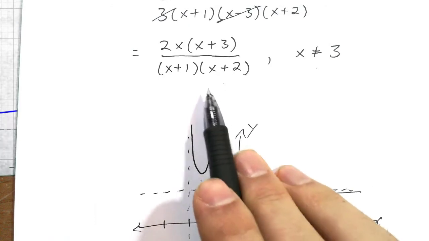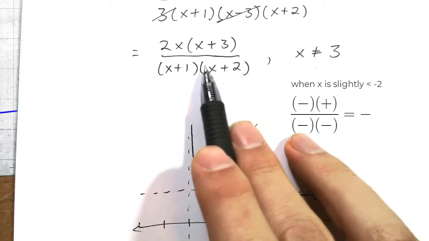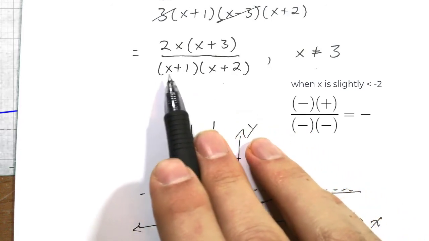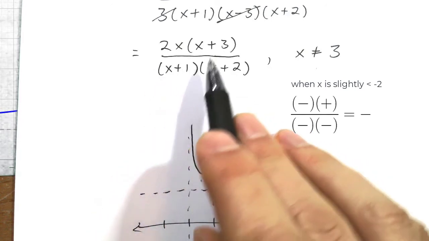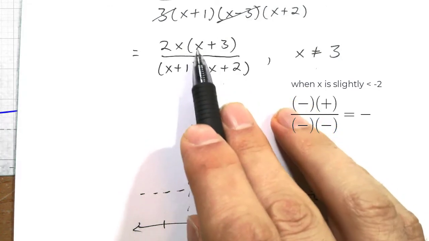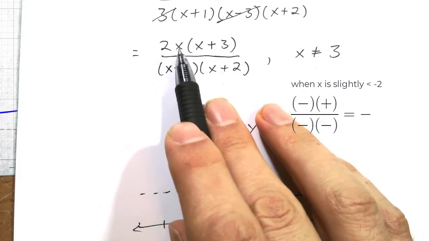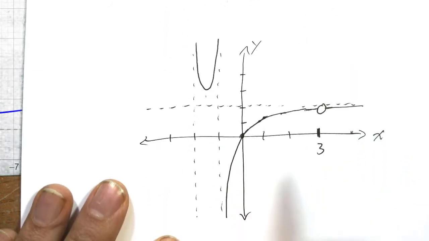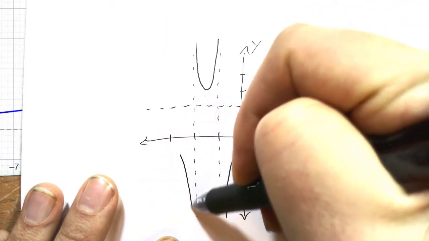Now what happens when x is less than -2? Well, if x is less than -2, this term is negative. This term is negative. If it's close to -2, this term's positive, and this term's negative. So we have a negative divided by a positive. The whole thing is negative. So it must be going down like this.